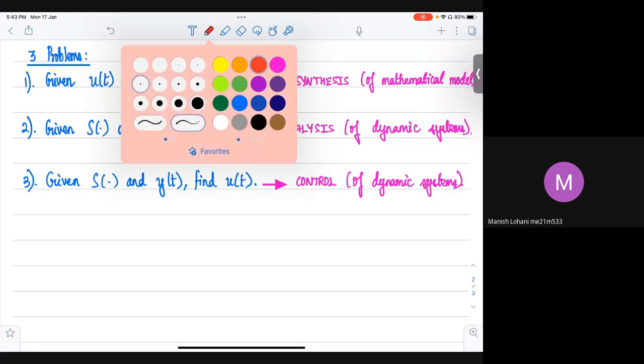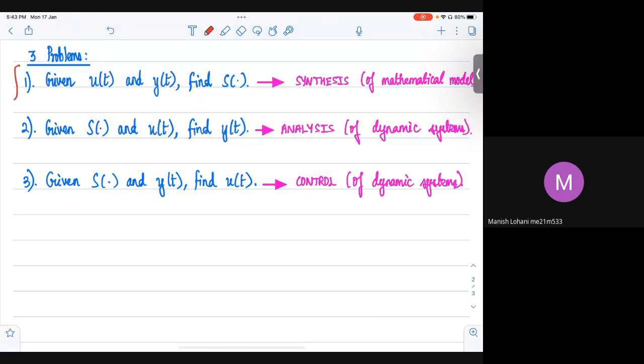These first two problems, synthesis and analysis, are what we will learn in this particular course. In this course on vehicle dynamics, we will be dealing with the synthesis problem, where we synthesize mathematical models, and then the analysis problem, where we analyze the system response based on the mathematical models and gain some insights into their characteristics.